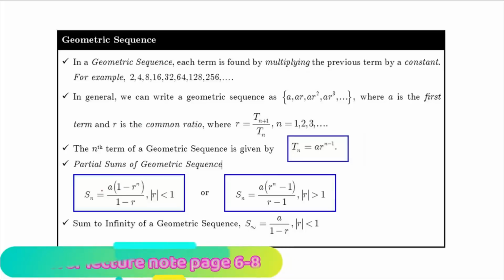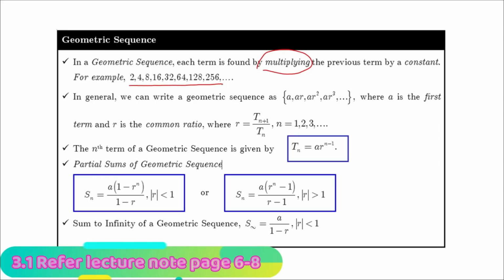Hi, we are now in geometric sequence, and as previously, I will use GS to represent geometric sequence throughout the video. So in a geometric sequence, each term is found by multiplying the previous term by a constant. For example, we have this ascending order of geometric sequence, 2, 4, 8, 16, and so on. And you can see here that each term is a multiple of 2 from the previous term.